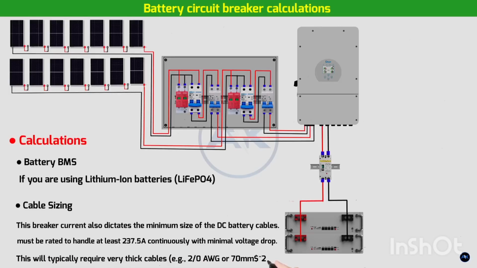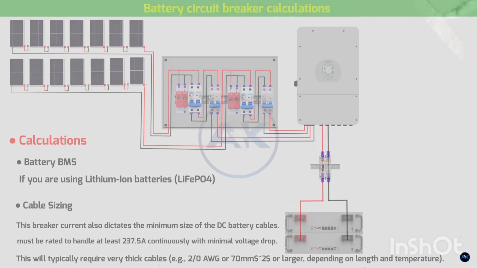This will typically require very thick cables, e.g. 20 AWG or 70 mm squared or larger, depending on length and temperature. This calculation ensures that your battery bank and the inverter's connection to it are adequately protected against excessive current, which could lead to overheating, cable damage, or even fire.